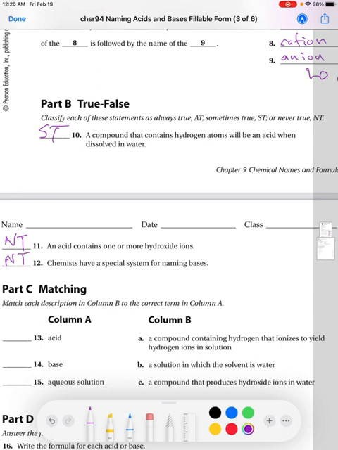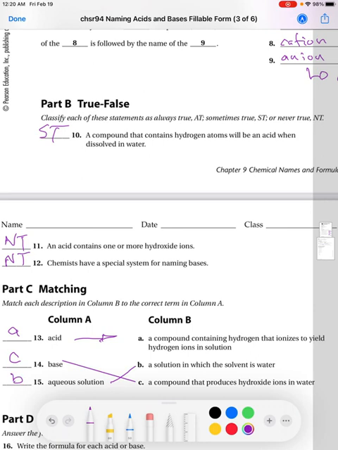And in this short 3-section matching, an acid is a compound containing hydrogen ions that ionizes, that ionizable or dissociable hydrogen ion, to yield hydrogen ions in solution, so A. And a base is a compound that produces hydroxide ions in water, and so that would be C. And an aqueous solution is a solution in which the solvent is water. So again, that would be B. So ACB, Alpha Charlie Bravo.